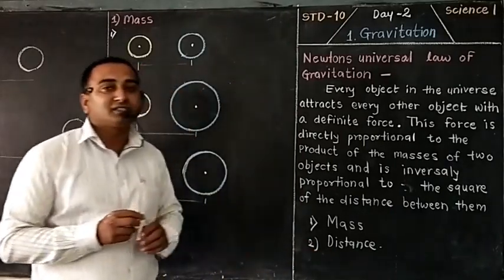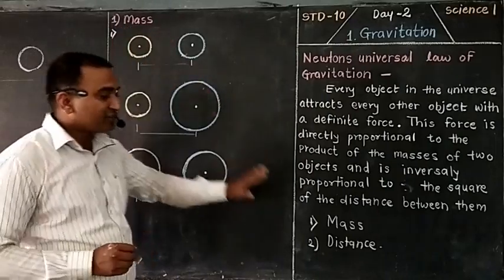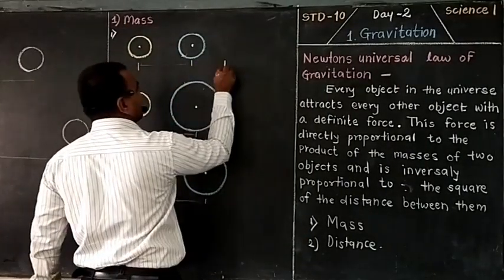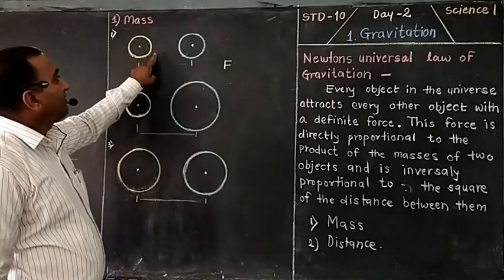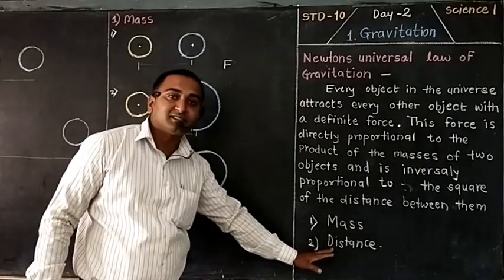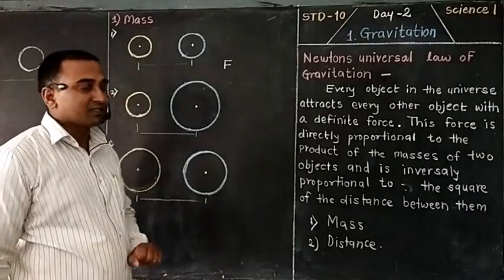How do we discuss this? First, we are going to discuss how the gravitational force, which we consider as F, depends on mass. So first, we are not focusing on distance; we are focusing only on the masses of the two objects.